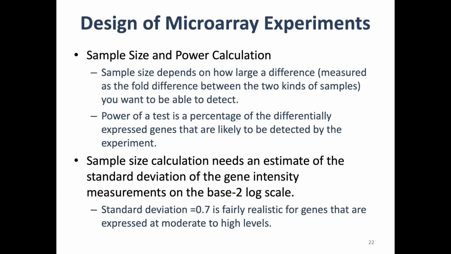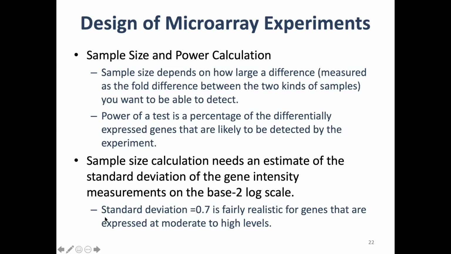So if there is a higher standard deviation, meaning there is higher variability in the data sets, that means it is noisy, and then you need a larger sample size. But if you have a smaller standard deviation, meaning a small variance and lower noise, then you can have a smaller sample size. And usually in microarrays, the standard deviation is considered to be 0.7. That's fairly realistic for genes that are expressed at moderate to high levels.